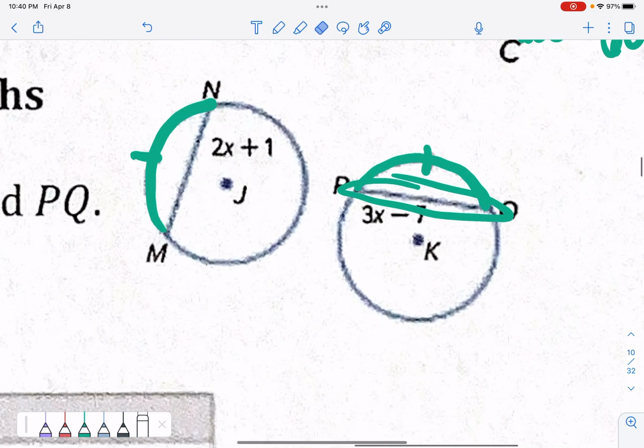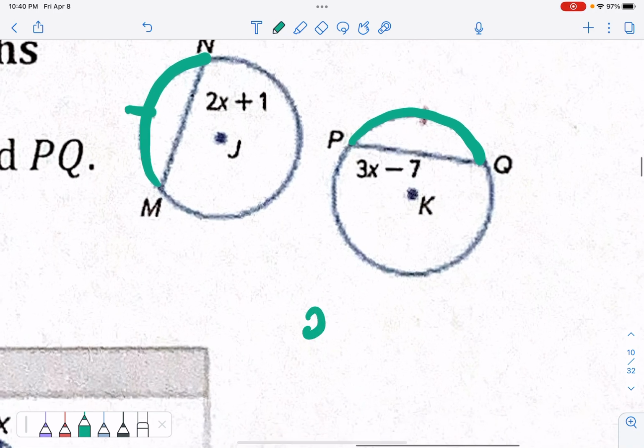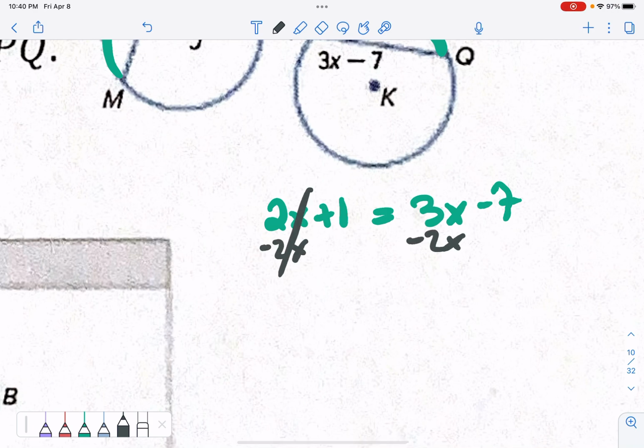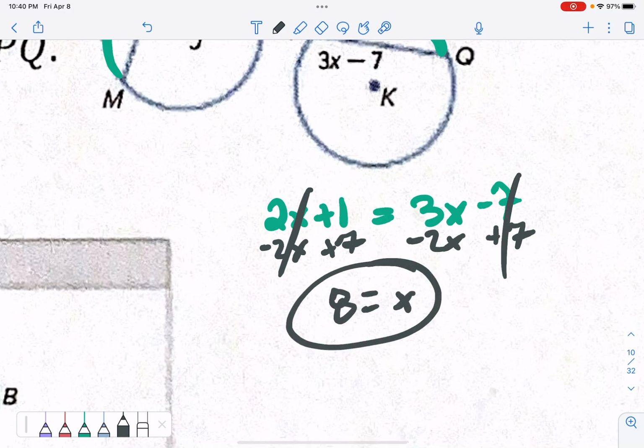Well, if the arcs are the same, then we can just set those chord lengths equal to each other. So we have 2x plus 1 equals 3x minus 7. And we just solve, right? I'm going to subtract the 2x over and add the 7, doing both at the same time, and we get 8 equals x. That's what I get for x.